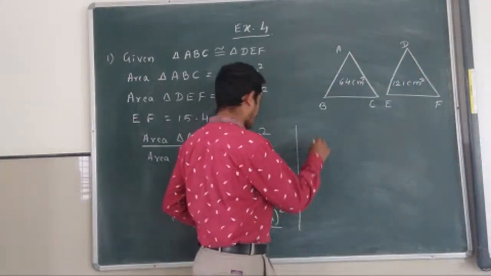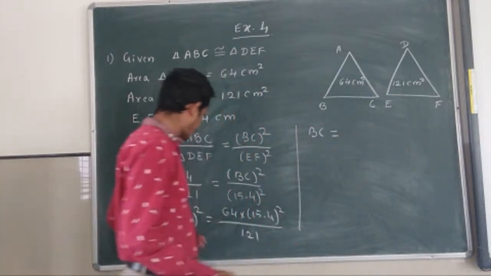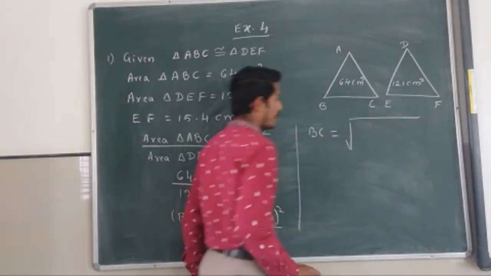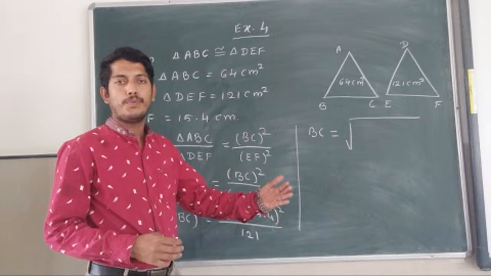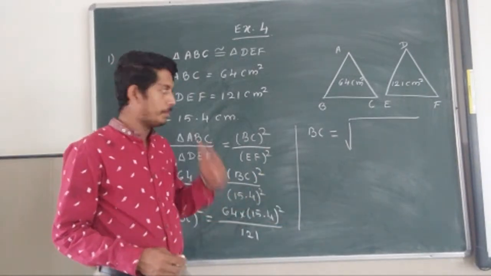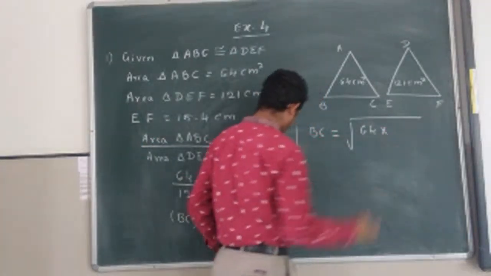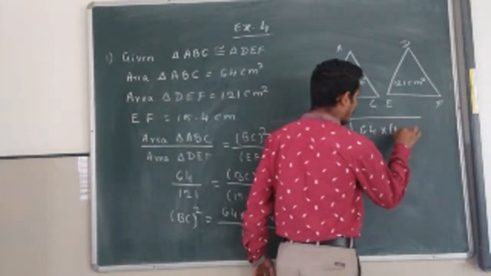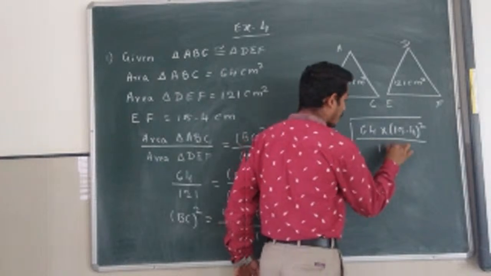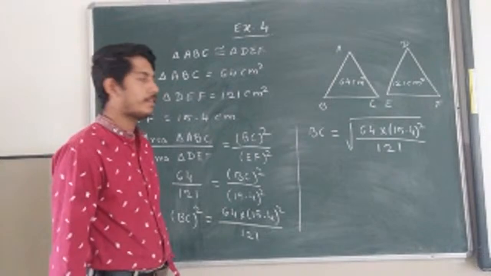The next simplification: now it is BC square, so BC equals the square root of, because x square equals 4 means x equals the square root of 4, 64 into 15.4 whole square divided by 121.